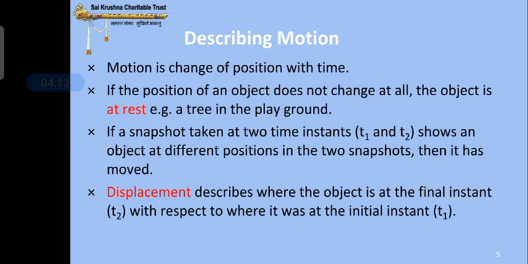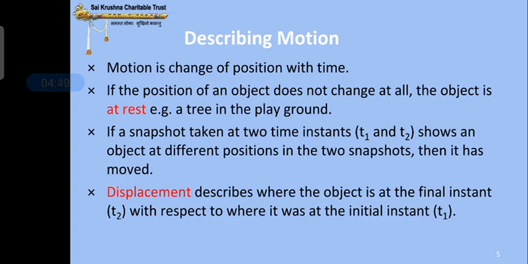So for example, a tree in the playground. Will the tree move from one place to another place? No, right? So it is an object which is at rest. Okay, so if the position of an object does not change at all, then the object is said to be at rest. So if a snapshot taken at 2 time instances, say T1 and T2, shows an object at different positions in the 2 snapshots, then it has moved.